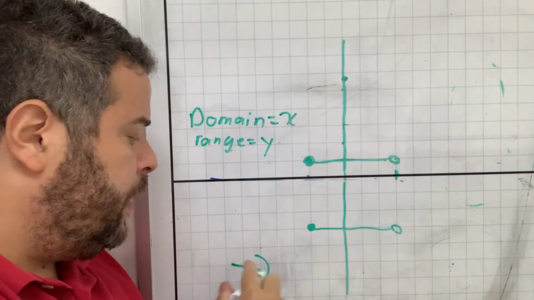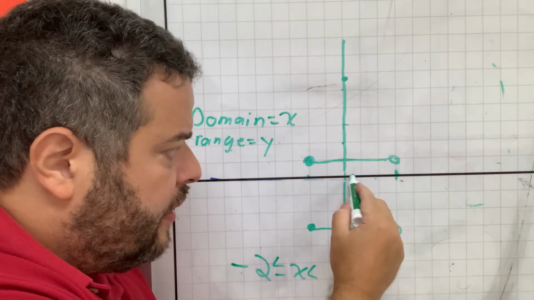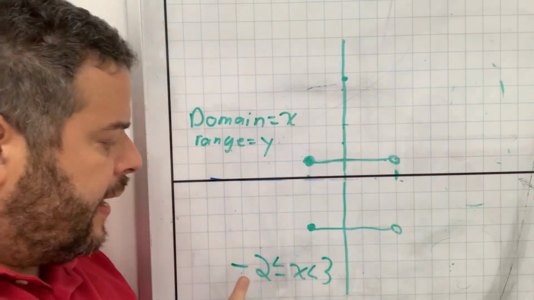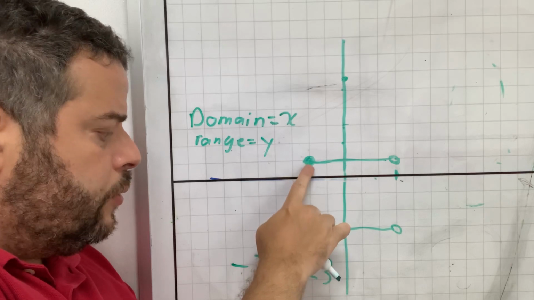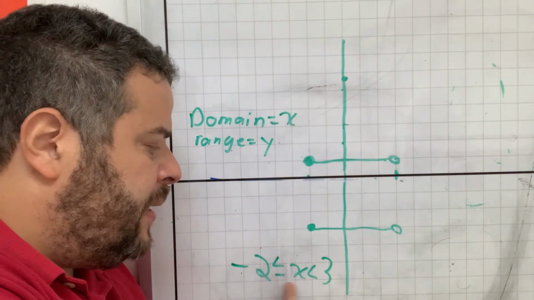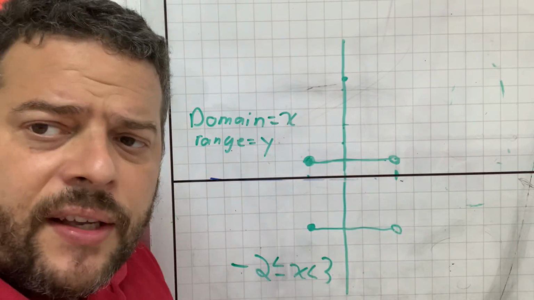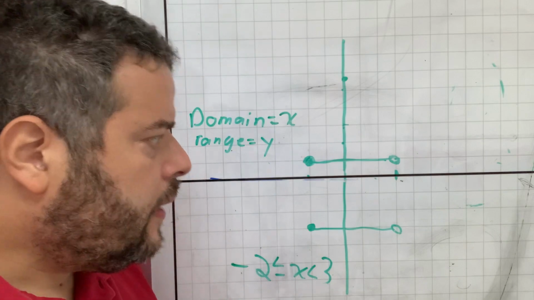So the domain would be -2 less than or equal to x less than 3. Again, I begin at -2 and I can include -2 and any x value between these 2 points up to 3, but not including 3, is part of my domain.